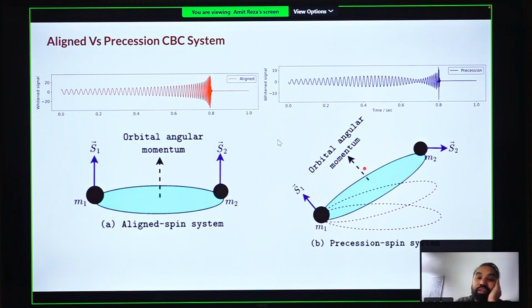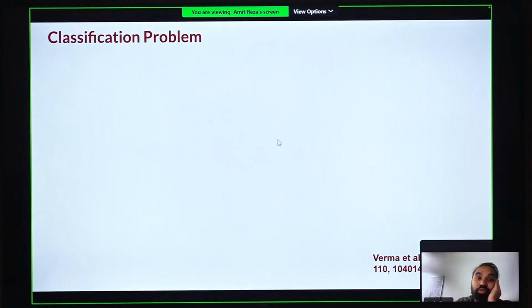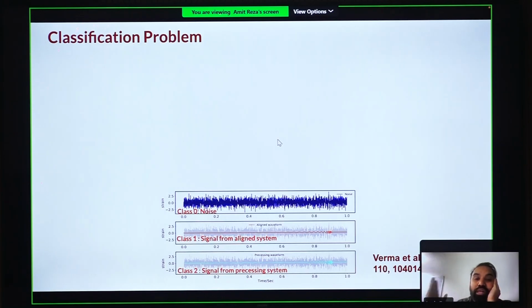So identifying these signals as precessing or aligned is an important task, and we have a classical matched-filter based method that can identify this kind of precession system. Our aim is to see whether we can solve the same problem using a machine learning setup. The basic setup is a multi-class classification context: class 0 is the background data, which is completely background noise, class 1 is the signal from an aligned system, and class 2 is the signal from a precession system. This is how you can design the multi-class classification setup.